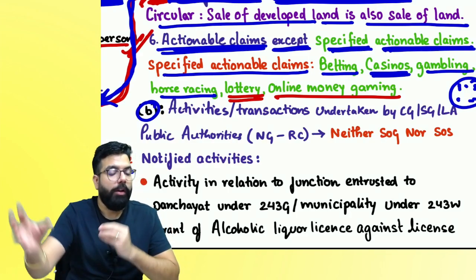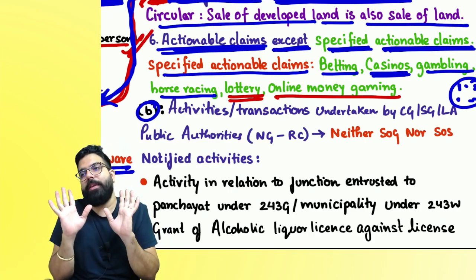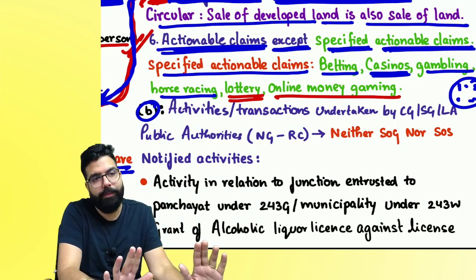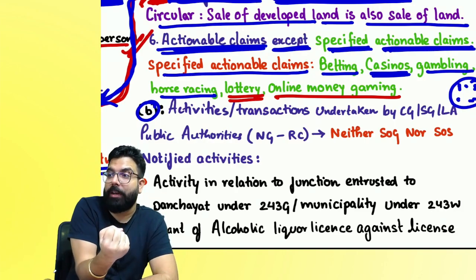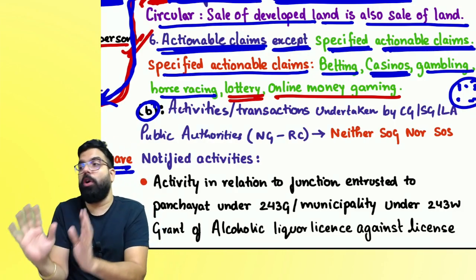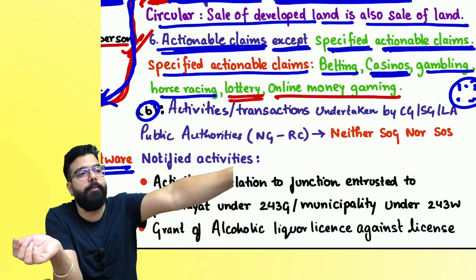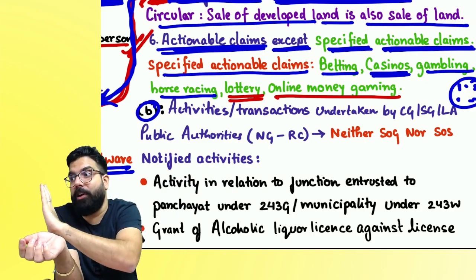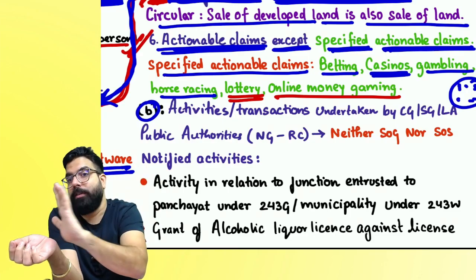Yes or no, everyone? So whenever you are putting online money in gaming, etc., what is happening? Government is telling, all these are actionable claims. It's a right to receive the money if you win. So government terms it as actionable claim. Remember, are all actionable claims goods? Yes. But all actionable claims are not supply of goods.